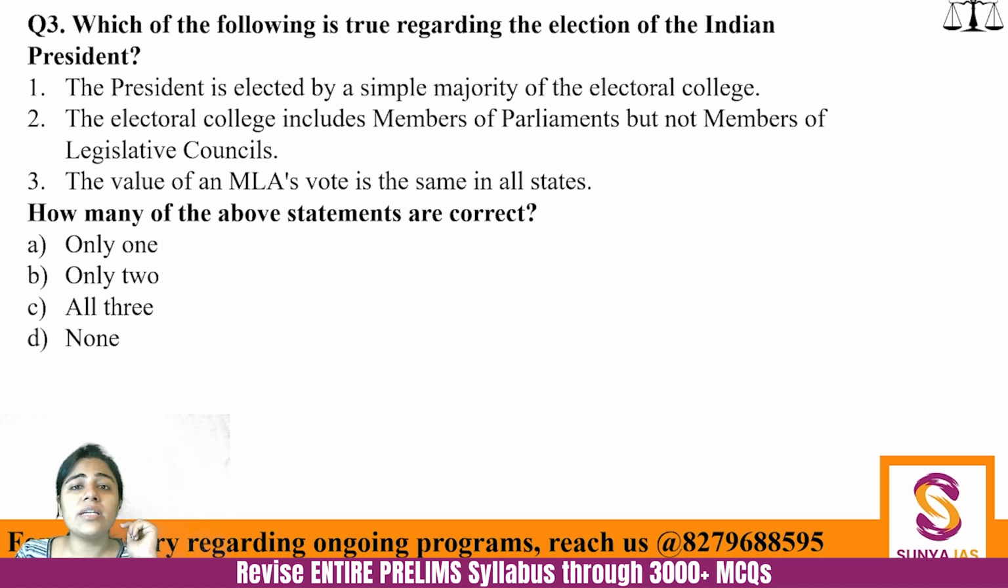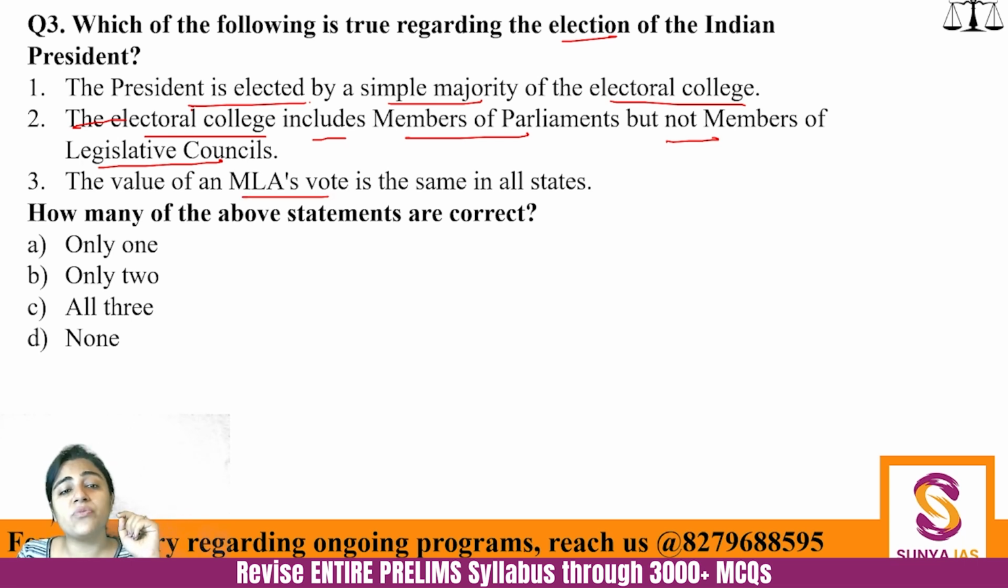Now, which of the following is true regarding the election of the Indian president? The president is elected by a simple majority of the electoral college. The electoral college includes members of parliament but not members of legislative councils. And the value of an MLA's vote is the same in all the states. And this is the part from where this particular question was asked in the examination that we got.